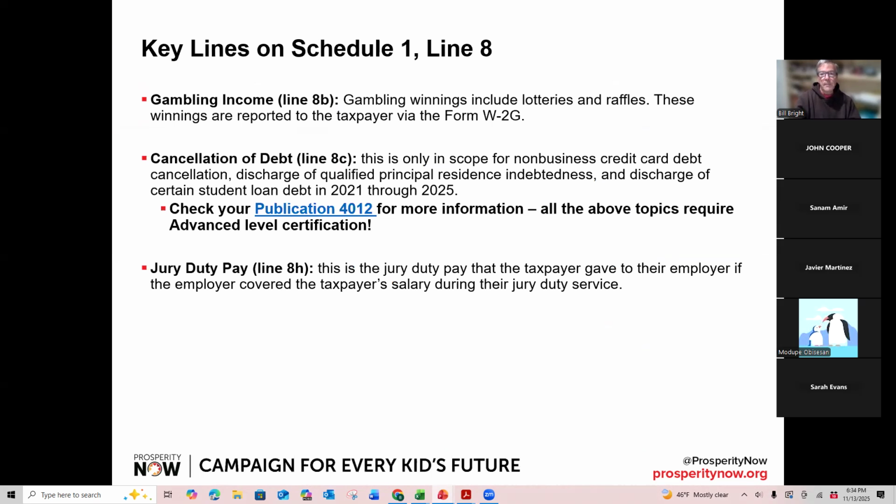Okay, some other income. There are some other things here: scholarships and grants, gambling, cancellation of debt. So gambling income, again, we see a fair amount of those. It includes things from lotteries and raffles. Winnings are reported via the W-2G, which will come from the casino. A lot of people say it was all lost. That gets a little complicated when you're itemizing. Most of our people who win big, they lose big too.